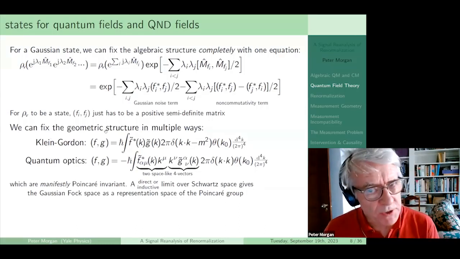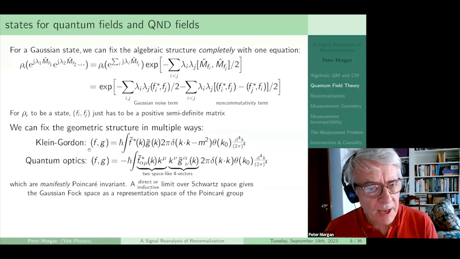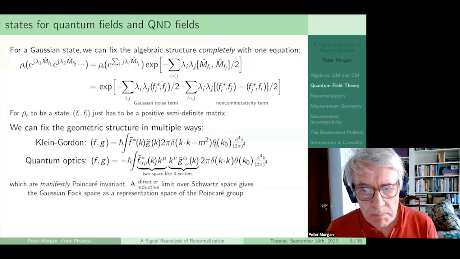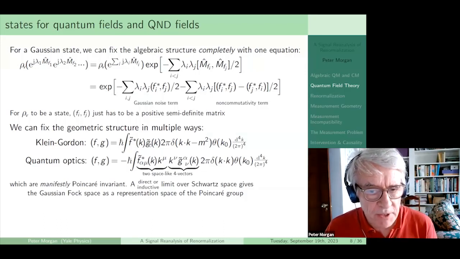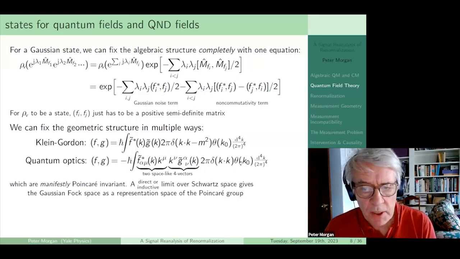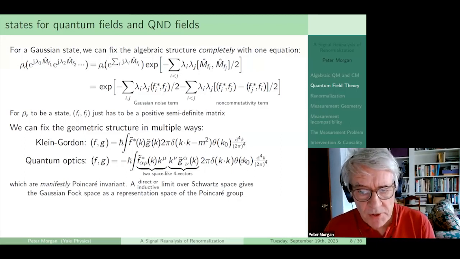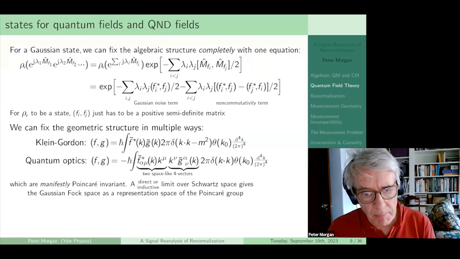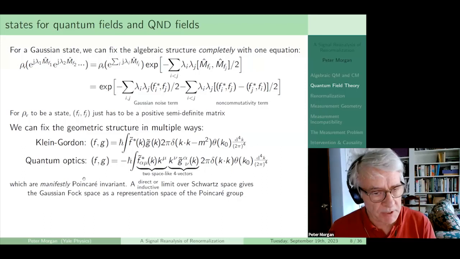We can fix the geometric structure in multiple ways. So we have, for the smeared 2-point vacuum expectation value for the Klein-Gordon field, we project to the forward mass shell, and we multiply the wave number components for the F and G functions. For quantum optics, we have almost the same construction, except for bivectors. So we project to the forward light cone. We construct two space-like 4-vectors, which are both orthogonal to the wave number, and this comes out also as a positive semi-definite construction.